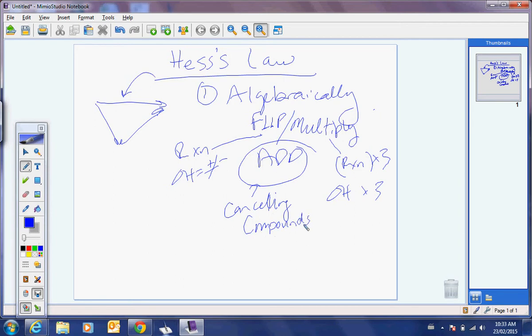This is not very, I don't like this pen. We'll figure it out. Okay, everybody remember algebraically?